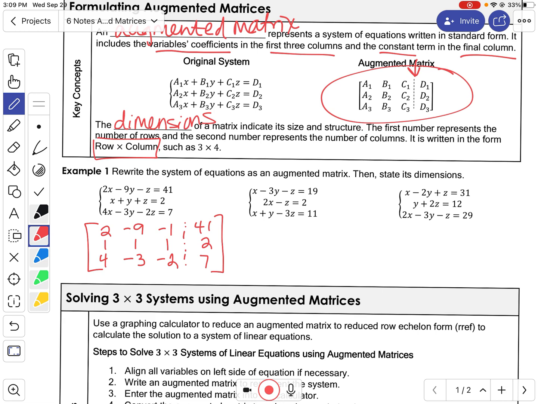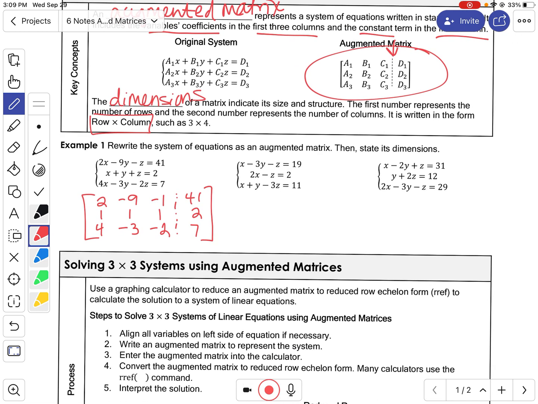Okay, so notice here that when we look at our rows and columns, remember, rows are horizontal. There are 3 rows, and then there are 4 columns. So this is a 3 by 4. You'll have to know that in order to insert it into the calculator. All right, let's take a look at another one.